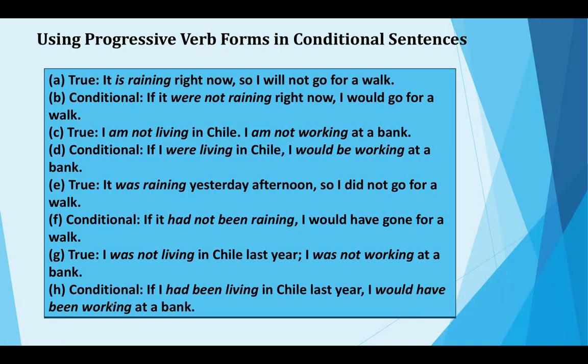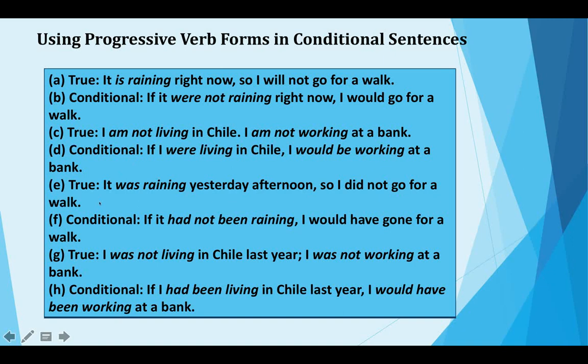Using progressive verb forms in conditional sentences. Now we have a situation that is true. Let's imagine I say, it is raining right now, so I will not go for a walk. But in the conditional, I would say, if it were not raining right now, I would go for a walk. True. I am not living in Chile. I am not working at a bank. Conditional. If I were living in Chile, I would be working at a bank.